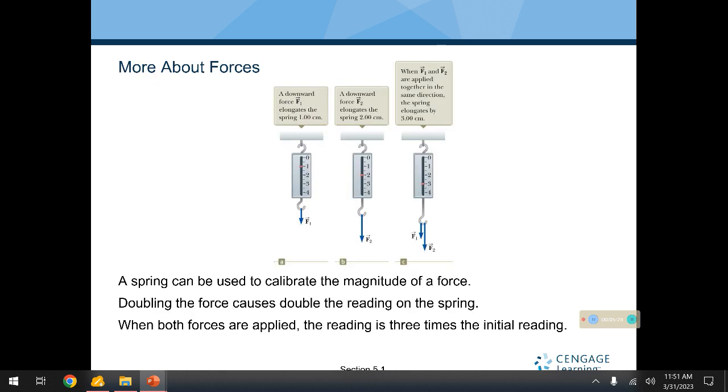More about forces. Springs are your best bet to calculate force. Why? It has to do with the linear property of a spring, and we'll talk a little bit more in depth about this.